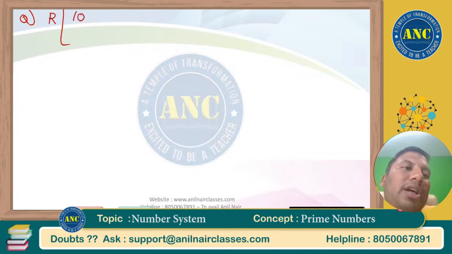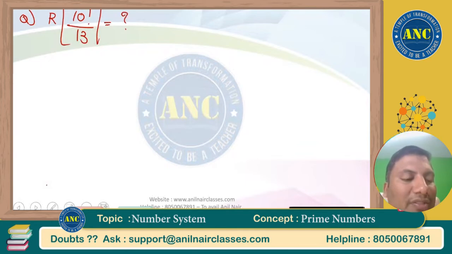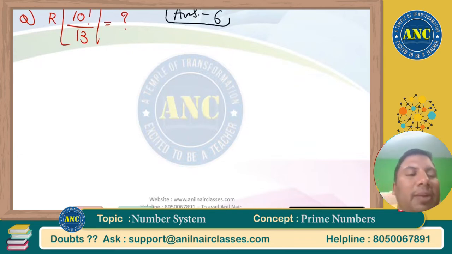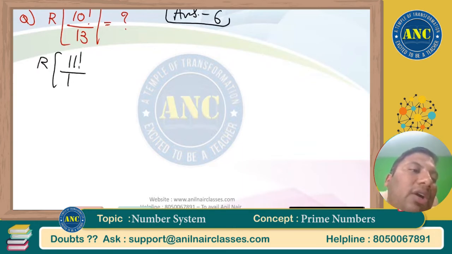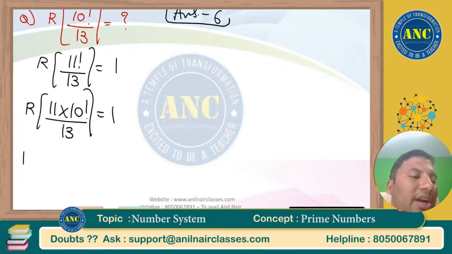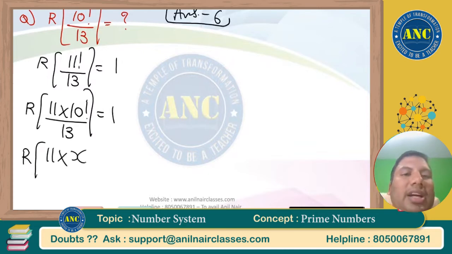For example, 10 factorial by 13 is there. You forgot the concept of P minus 1 by 2. We will keep the answer here as 13 minus 1 by 2, which is 6. Now we will go step by step. 11 factorial by 13, how much did we get as the answer? 1. 11 factorial is 11 into 10 factorial divided by 13. Answer is how much? 1. 11 divided by 13 is 11. 10 factorial divided by 13, x.